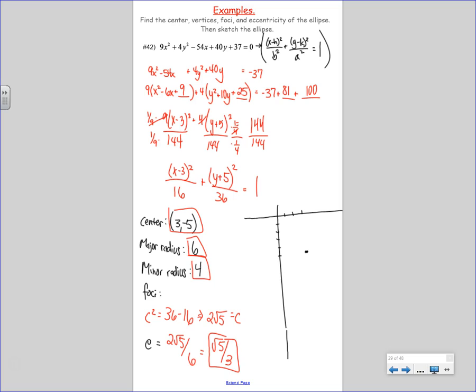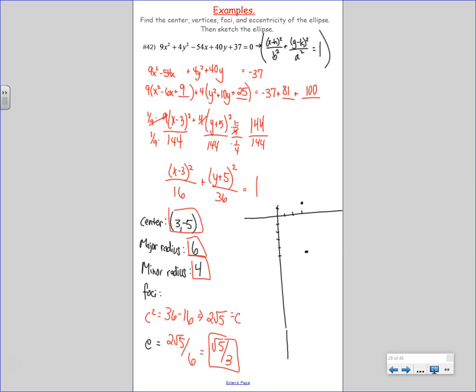I need to go 6 in what direction? Up and down, because where's my 36? Underneath the y's. Does that make sense? So since 36 is the coefficient of the y, then I need to go ahead and go vertically, 1, 2, 3, 4, 5, and 6. There's my vertex if they needed me to say it. Ooh, it does say vertices.